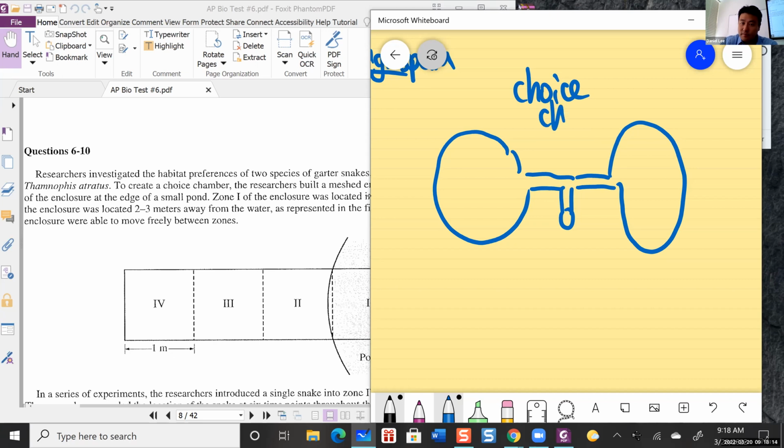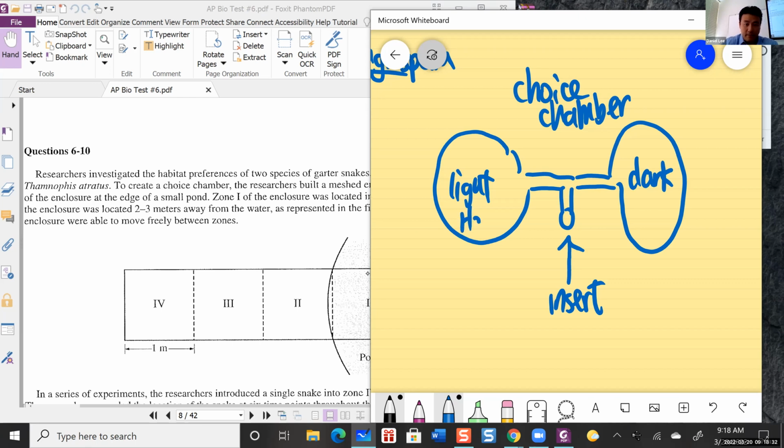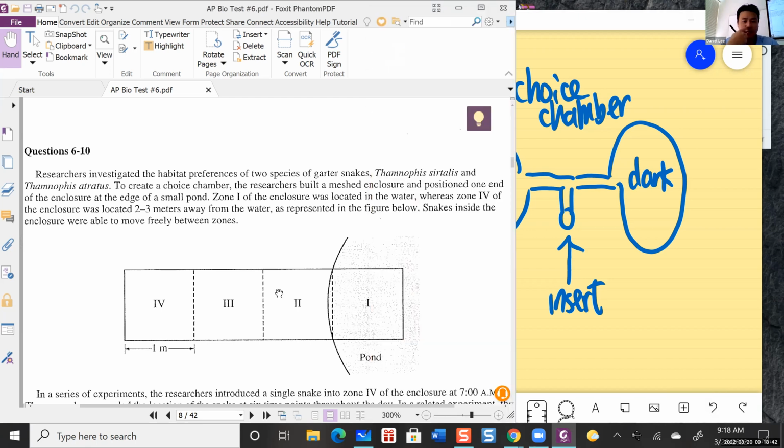Okay, so choice chamber means you're giving the organisms that are inserted here two choices based on, for example, the light. So one of them can be light, one of them can be dark. Only one variable is altered. One of them can be, in this case, humidity, water, and the other one is no water, right? So again, you can only vary one experimental variable. Okay, that's the choice chamber. Yeah, so it is a lab.